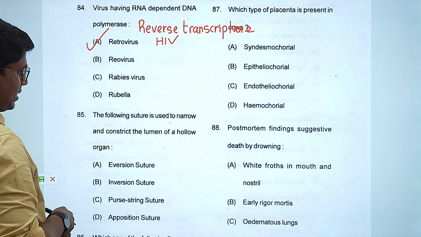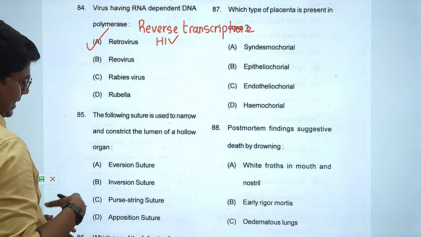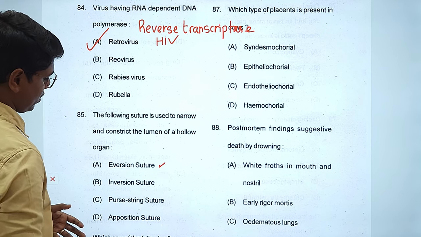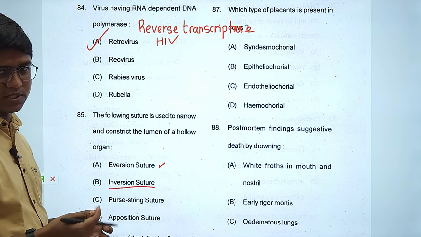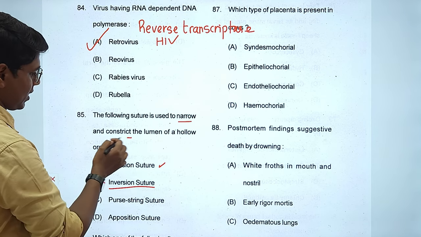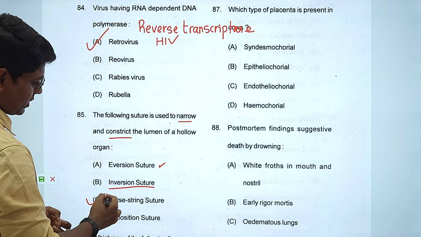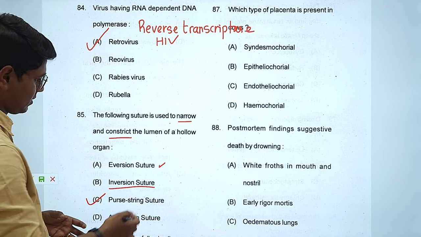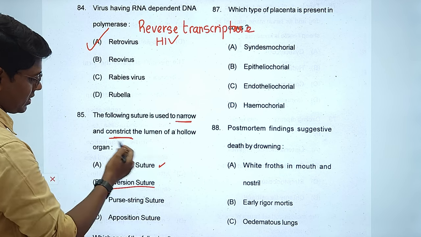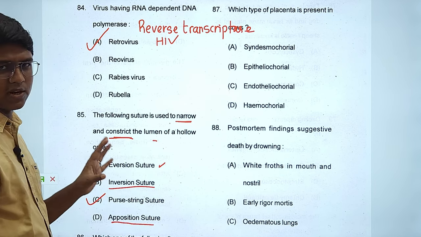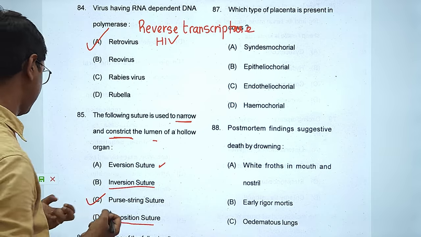Which of the following sutures is used to narrow and constrict the lumen of a hollow organ? Eversion suture is not used in hollow organs. Inversion sutures like Cushing, Connell, Lembert, Gambee, they are used, but the purpose is not to narrow and constrict the lumen. Answer is purse-string suture, usually used in case of rectal prolapse. That is usually used to narrow and constrict the lumen. Apposition sutures are used in internal organs, but they are not narrowing or constrictive in nature.